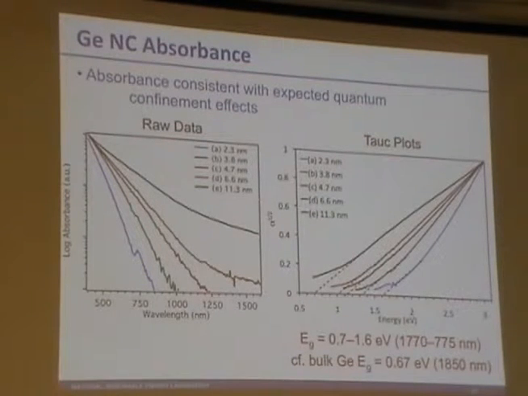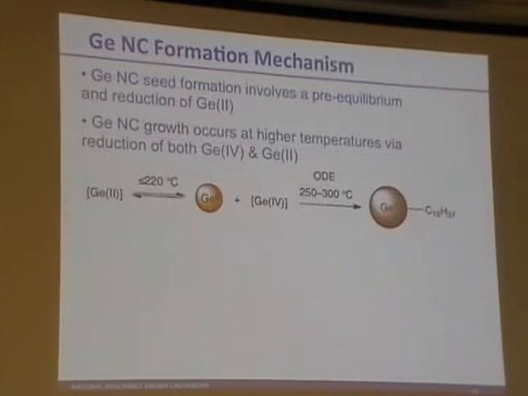So you can look at the absorption profiles of these, the raw data on the left. The Tauc plots are on the right, where you can see these are the smallest nanocrystals, 2 nanometers, and for the smallest nanocrystals, we can control the band gap all the way up to 1.6 eV. The bulk germanium is 0.67 eV, and for our largest nanocrystals, 11 nanometers, we're basically at bulk. And so that fits very well with what we'd expect from quantum confined germanium nanocrystals.